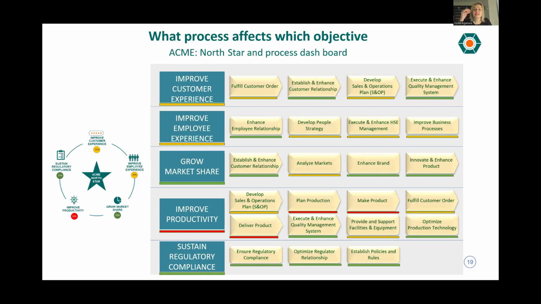So we know that enhancing employee relationship, but also developing people strategy, executing and enhancing health and safety management will directly impact your employee experience and will hinder their business performance. So how do you measure each of them? How do you know that some of them are green, some of them are yellow, and some of them are red?